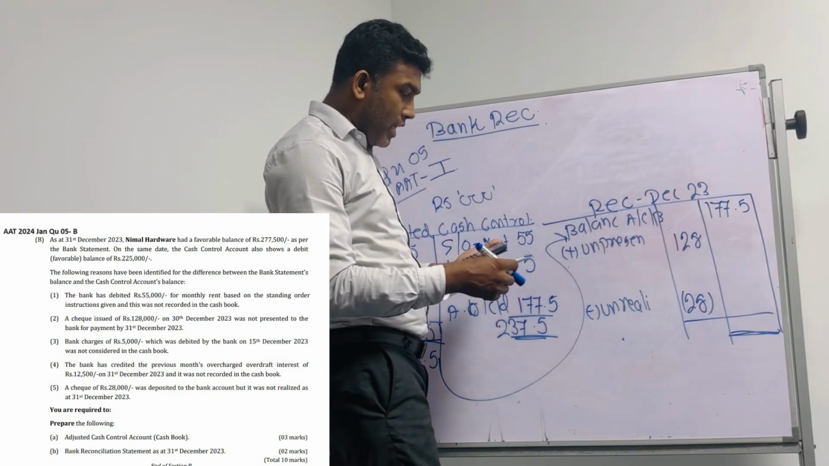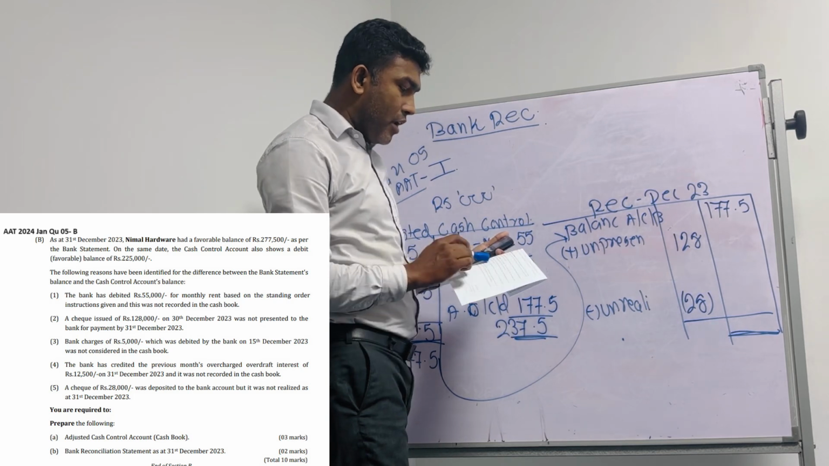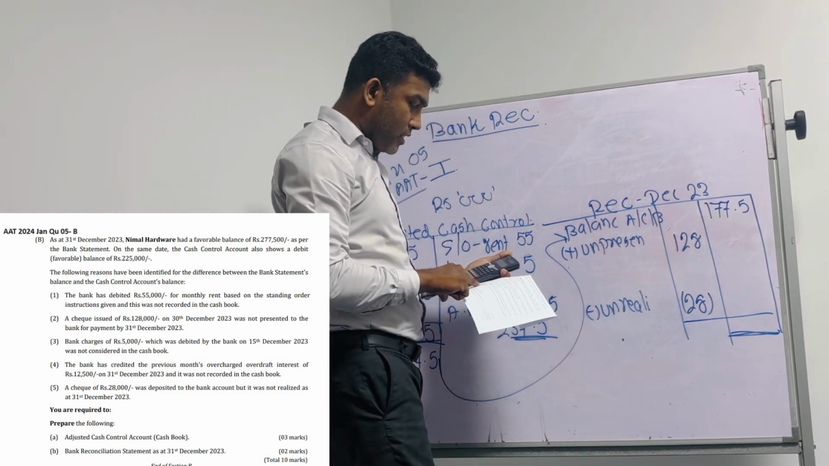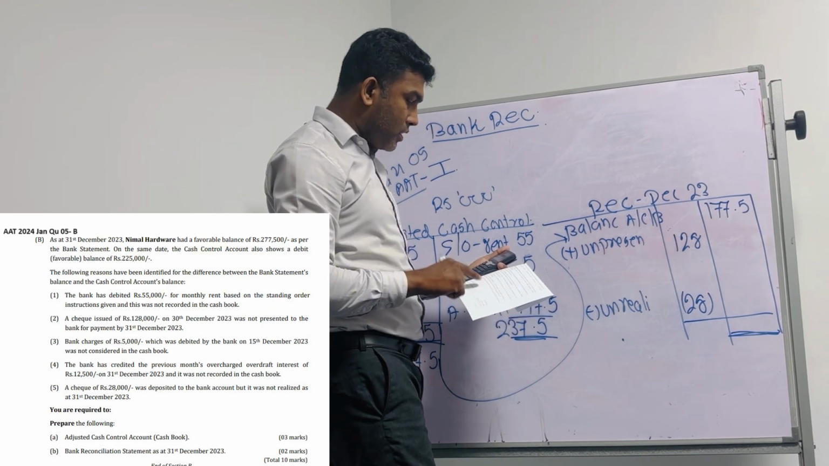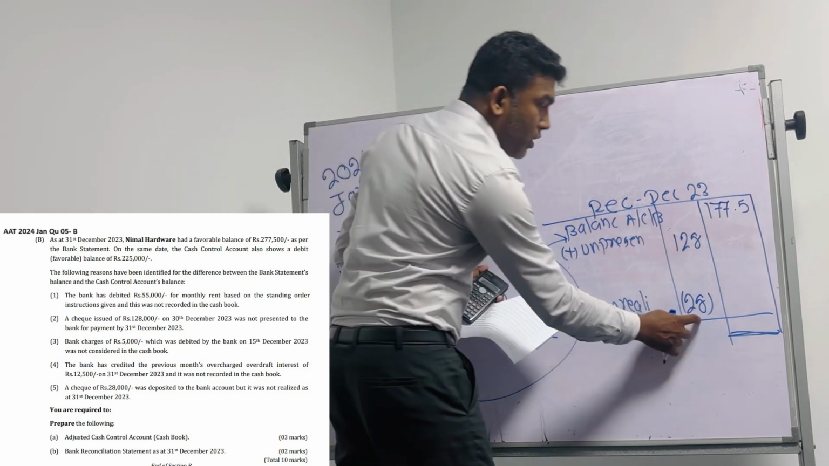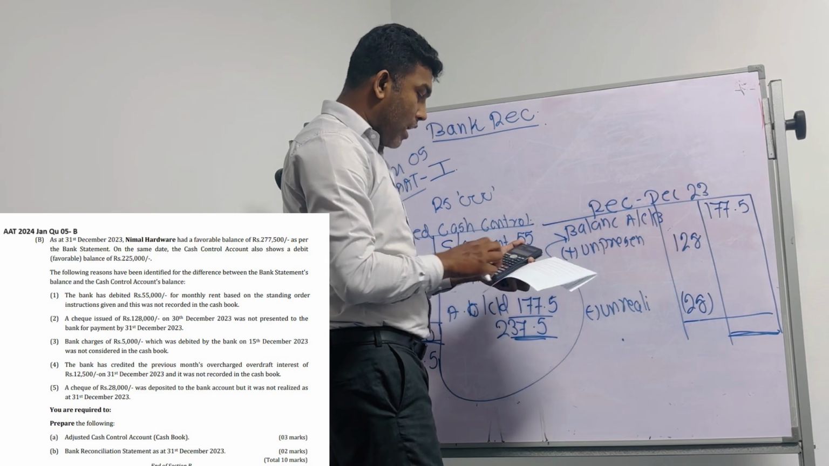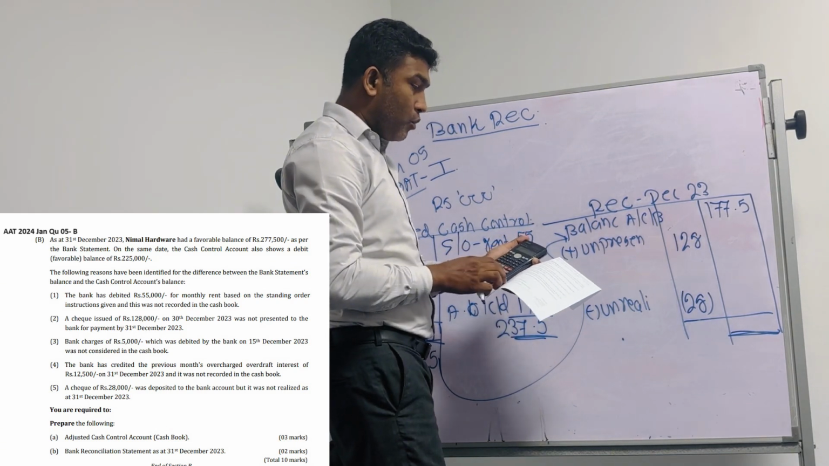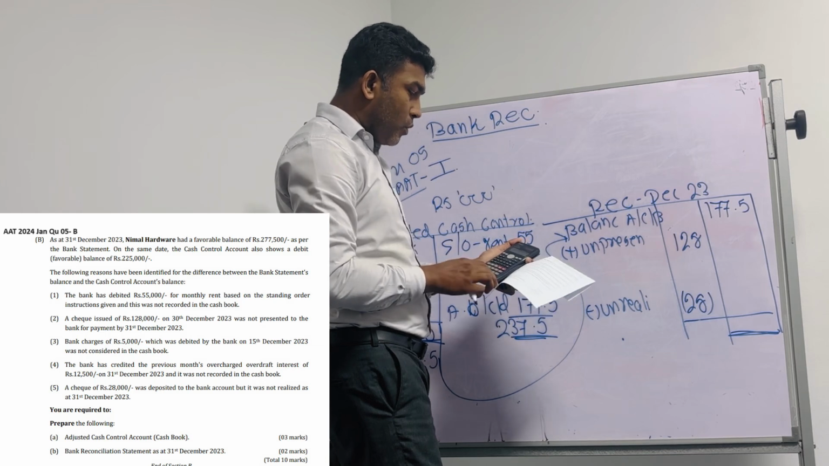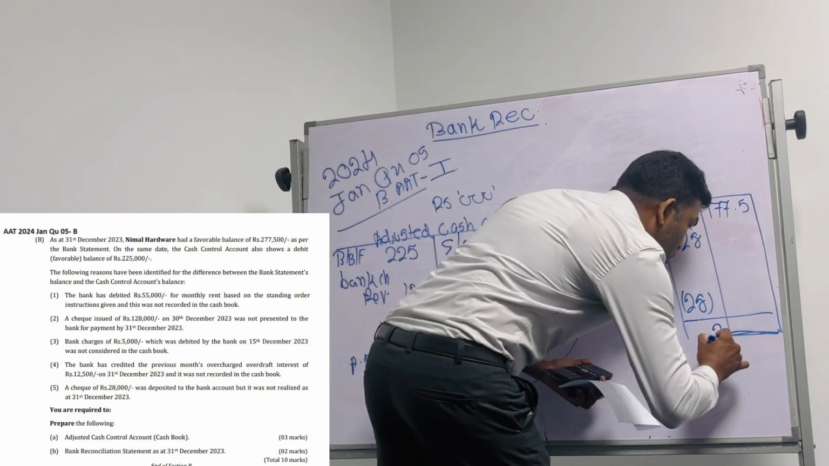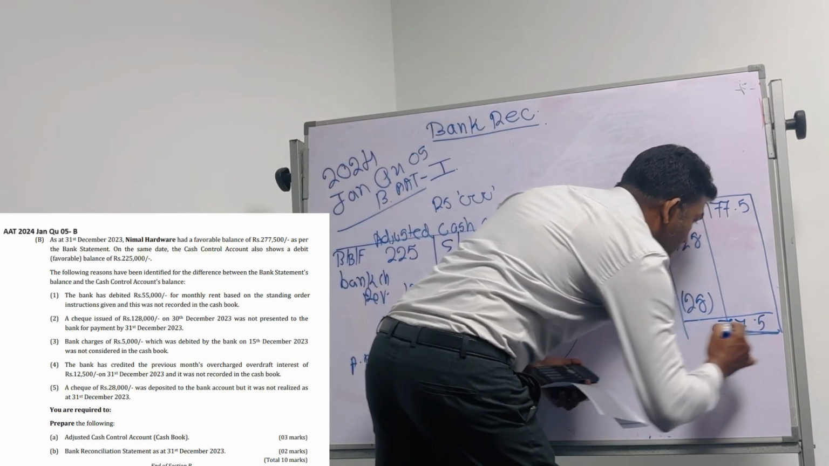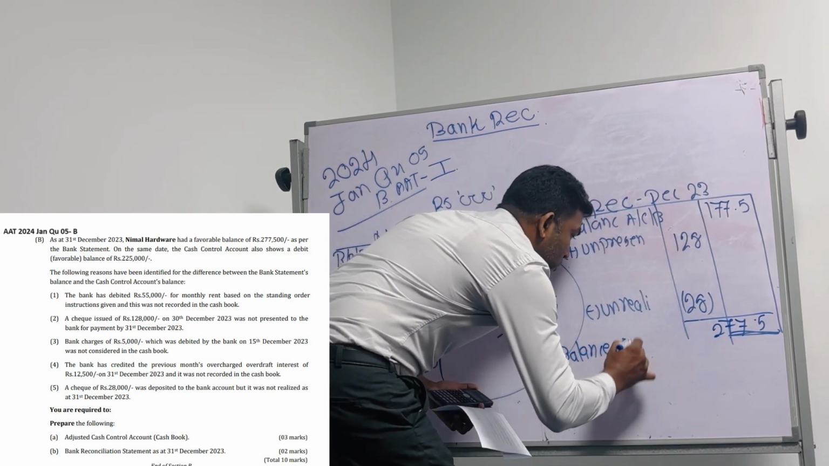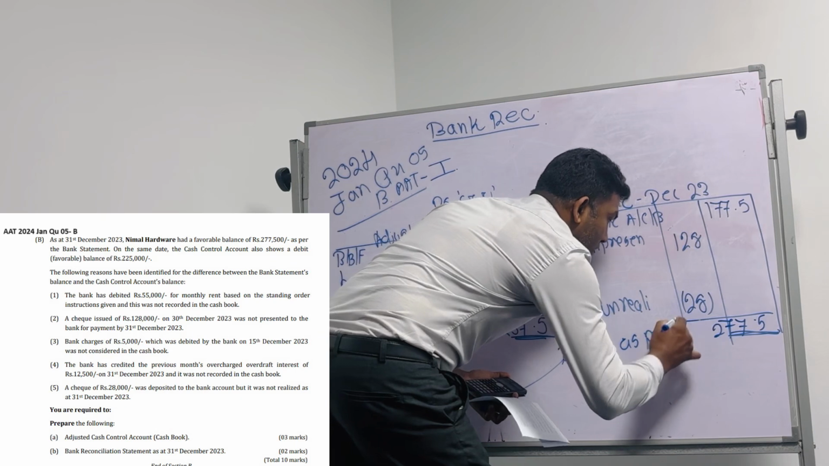Information number 2 says the unpresented check value is 128,000. That will be plus here. Then information number 5 says the value of the unrealized check is 28,000, so you deduct it here. Then finally you can get the answer: 177,500 plus 128,000 minus 28,000. You get the value here, 277,500. This is the balance as per bank statement.